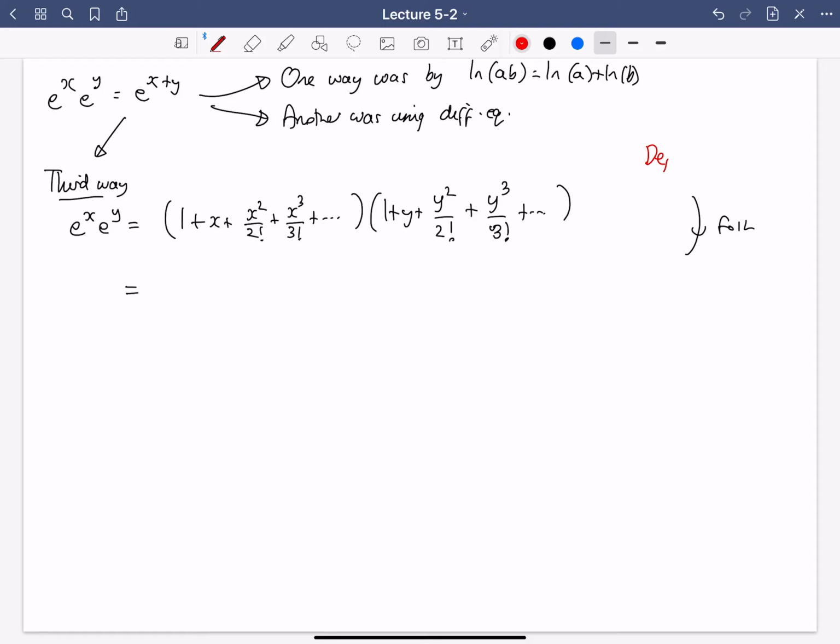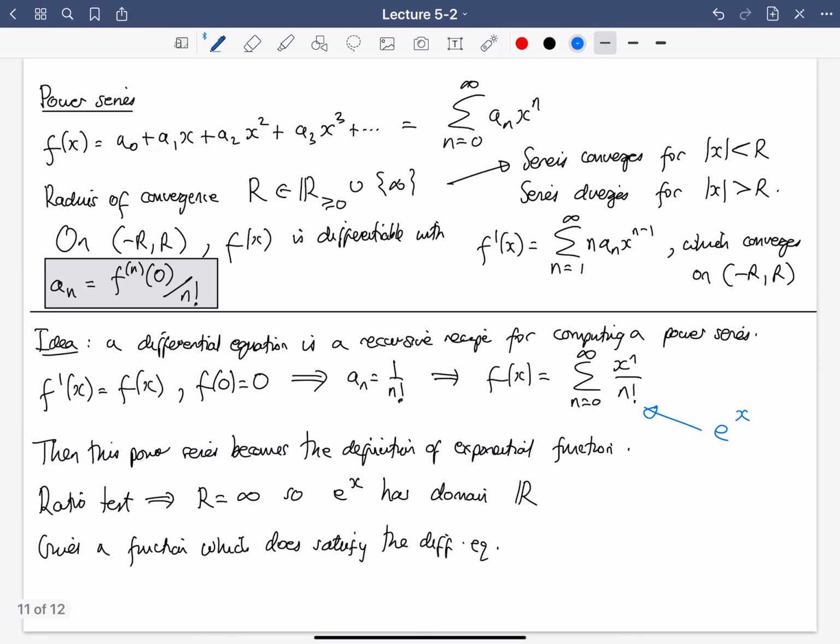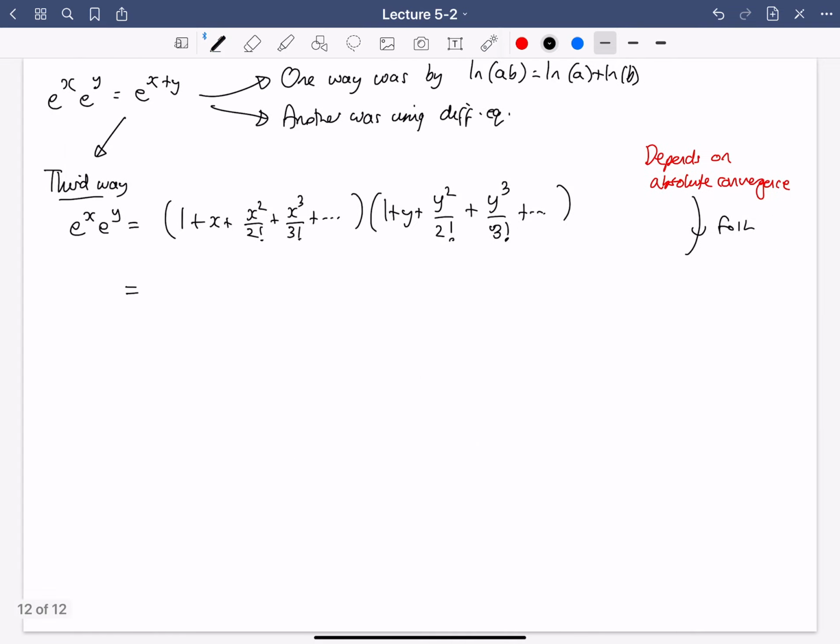So this is justified by the theory of power series. It depends on the absolute convergence. I forgot to write that back here. Not only does the function converge inside the radius of convergence, it actually converges absolutely inside the radius of convergence. And that's a key theoretical property that justifies all of the manipulations that you like to do with these infinite series. You can basically treat them as though they're finite sums because of absolute convergence. So this justifies my foiling it out.